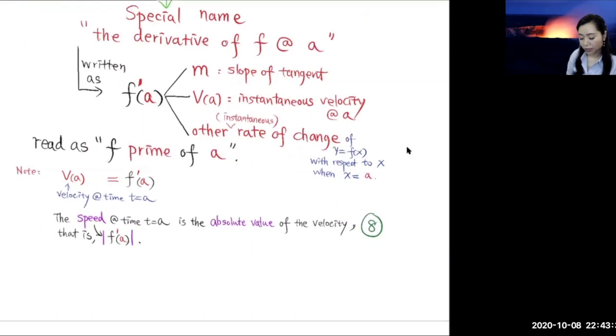Notice that v(A) here represents the instantaneous velocity at time t equal to A. For the speed of the object at time t equal to A, we only consider the magnitude, so we don't consider the direction. So speed is the absolute value of the velocity, so we put an absolute value over here. That will be the speed of the object at time t equal to A.